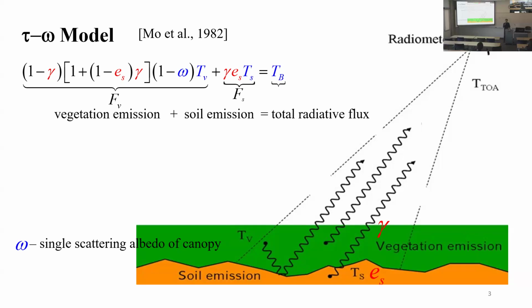So emissivity ranges from 0 to 1. If it's 1, it's a black body. If it's less than 1, it's not a black body. So once we know the emissivity of the soil surface, we can use other methods to retrieve soil moisture, to figure out how much water is in the soil.